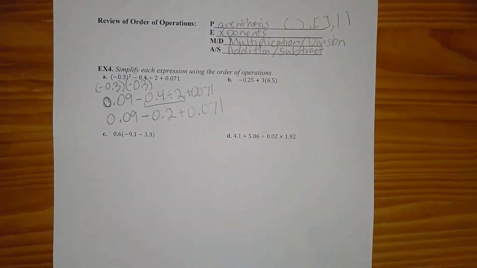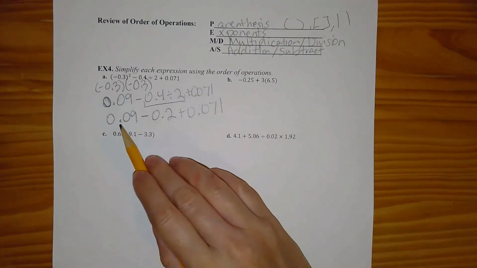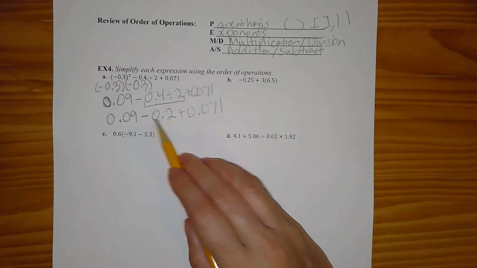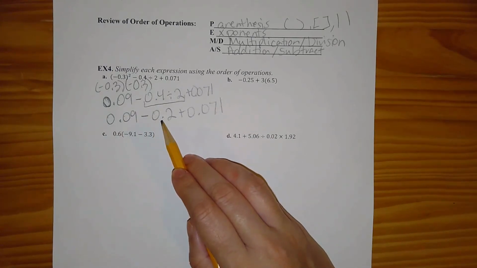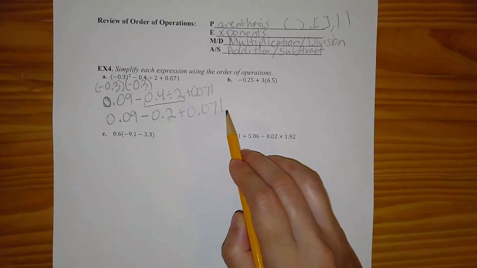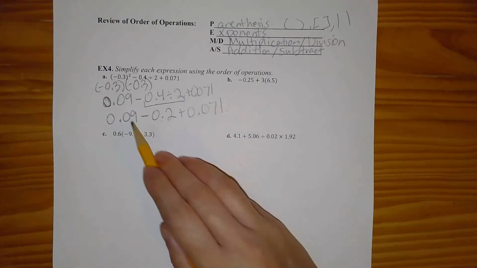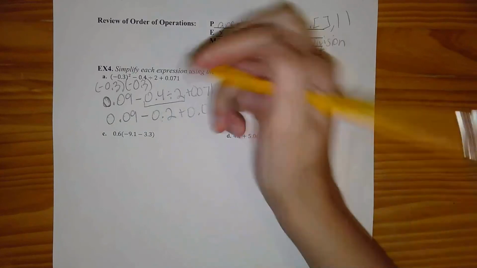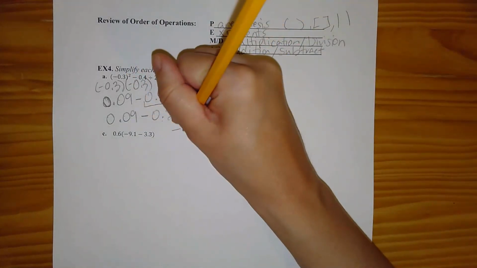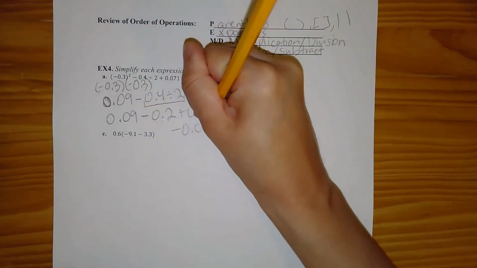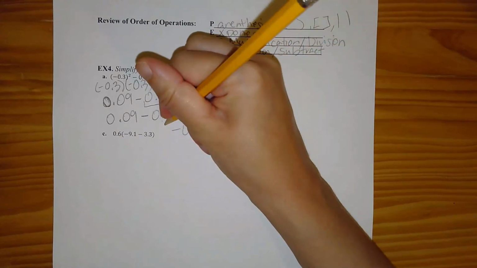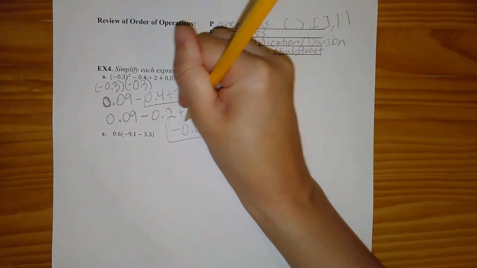0.071. Then you'll do in your calculator, you'll go left to right. You're going to do 0.09 minus 0.2. Then you're going to take that answer and add 0.071. So you're going left to right. And you're going to get negative 0.039 as an answer. Okay?